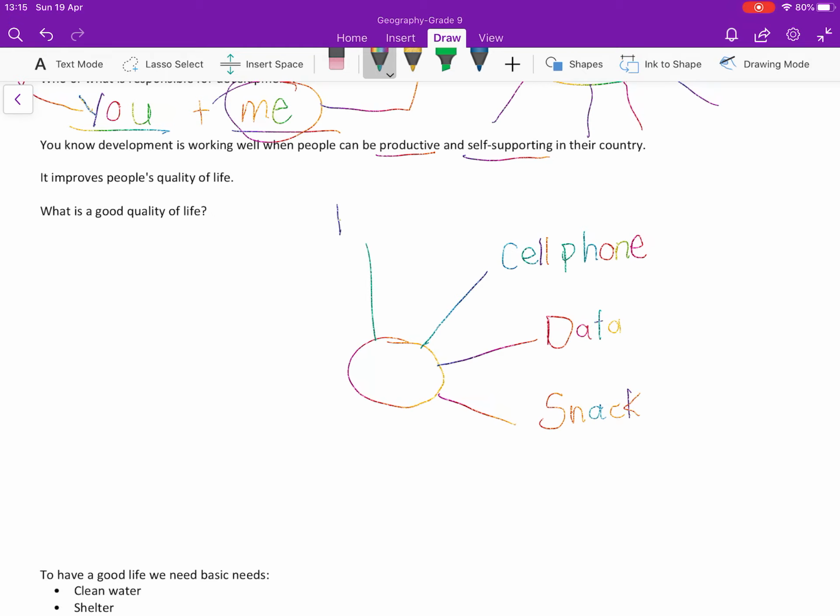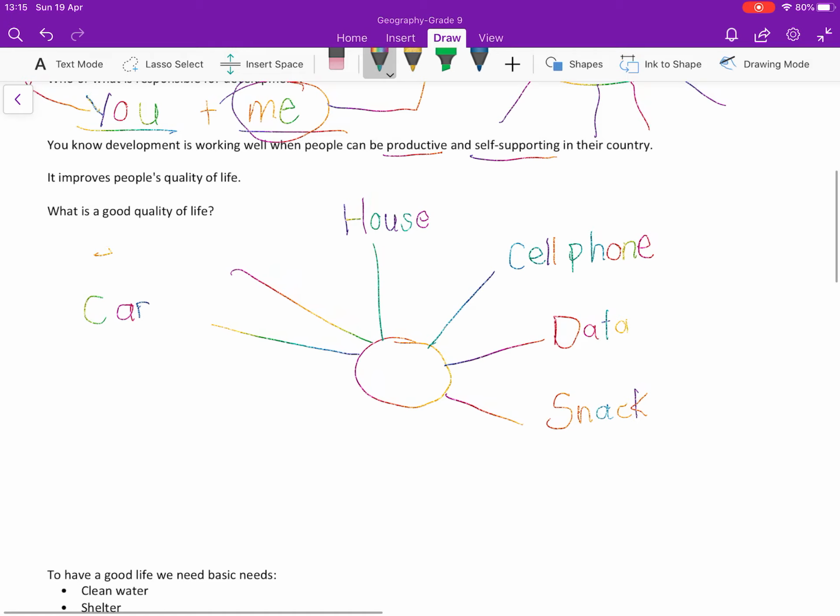Having things such as a house and a bed. Having things such as a card so you can get to school. Having education freely available to you because your parents can pay for it. And the only reason your parents can pay for your education is because they have jobs and they earn enough money so they can pay.